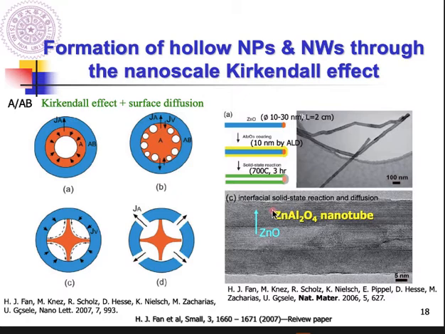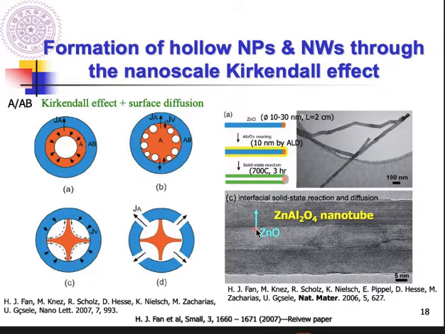Sometimes the Kirkendall effect is also used to prepare hollow nano wires. And the story is like this. In the beginning, the authors prepared a zinc oxide nano wire, with a diameter of just 10 to 30 nanometers and a length of 2 centimeters. It's a very long nano wire, and they deposit a very thin layer of alumina on top of this zinc oxide, shown like the yellow one.